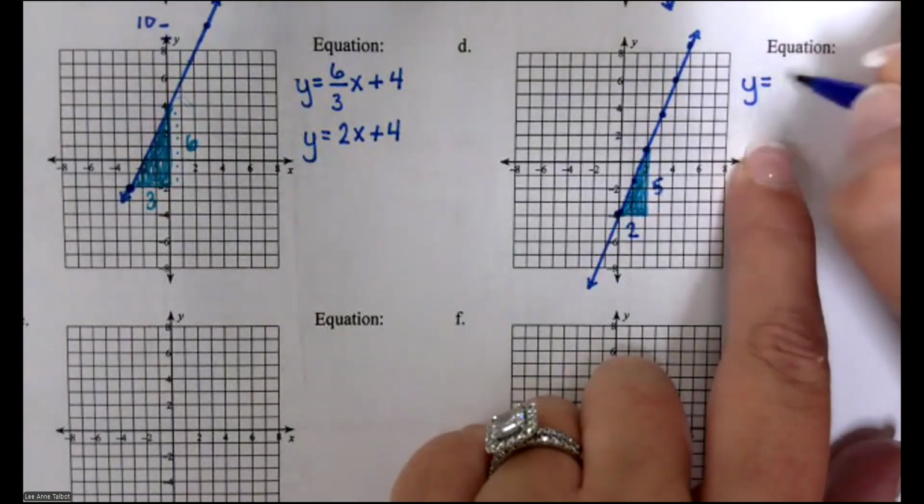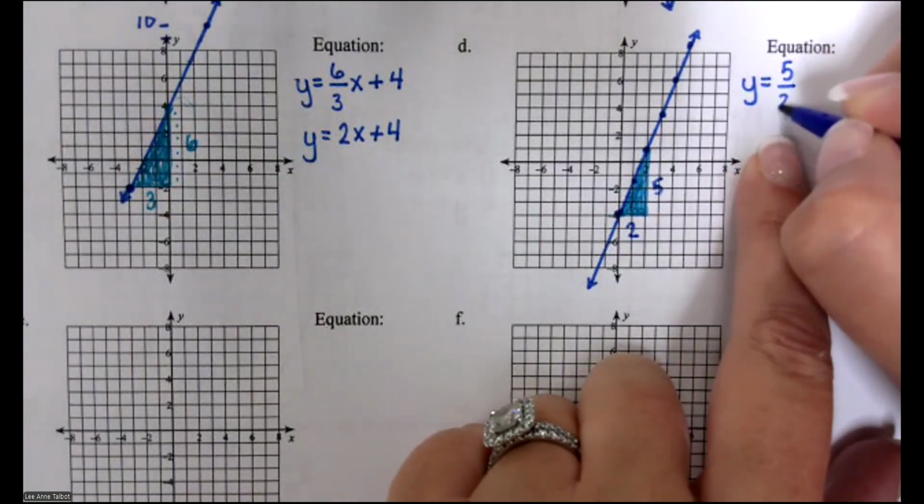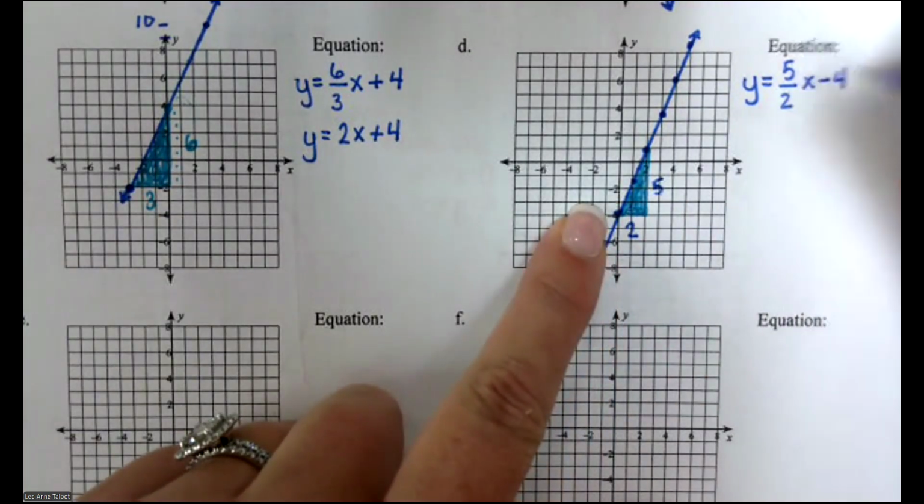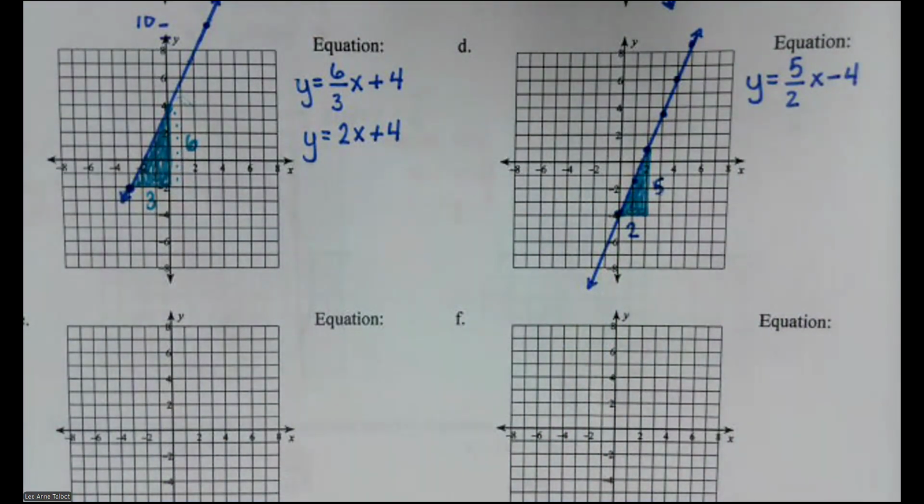So I'm going to make sure my triangle goes to whole number coordinates. Okay, y equals rise over run x, and then the y-intercept is -4, so you put -4. And that one cannot be simplified. That's done.